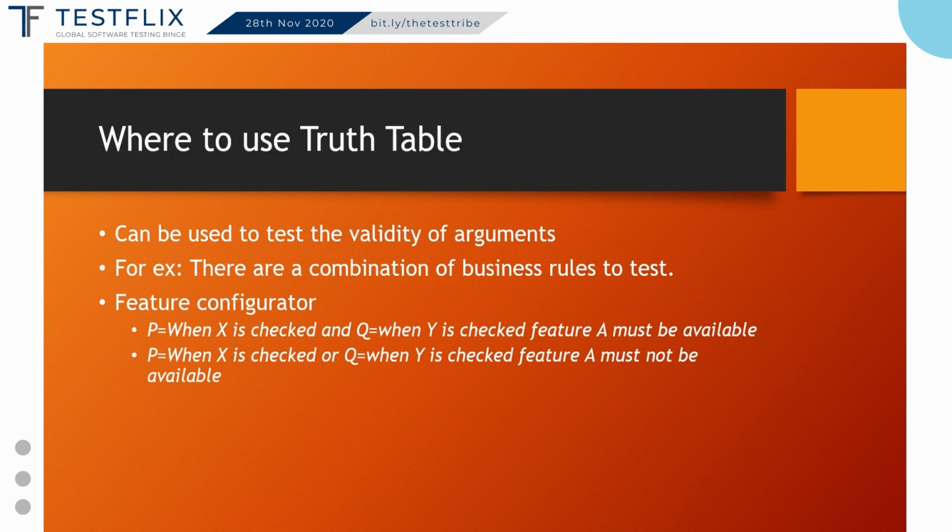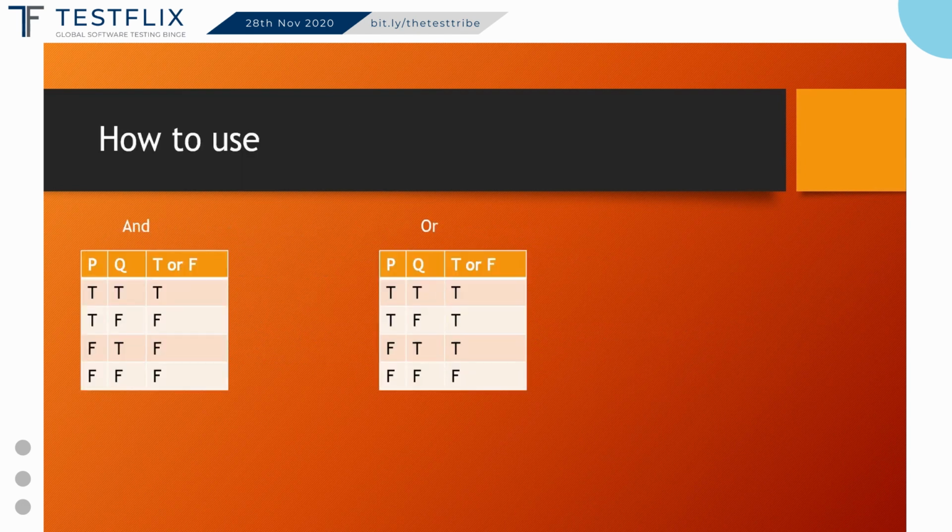In a truth table, you basically validate the arguments, right? So let's take, for example, a feature configurator with two rules, combined in the same sentence for ease of use. Say for rule P, when X is checked, and for rule Q, when Y is checked, feature A must be available. And in the second case, when X is checked or when Y is checked, feature A must not be available. So how do you validate these arguments in a truth table?